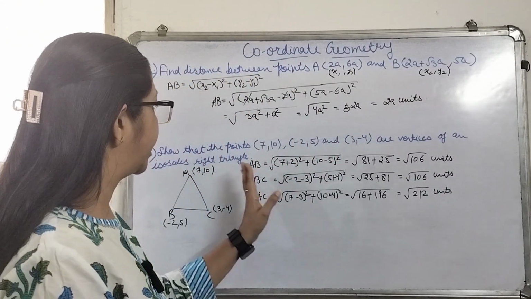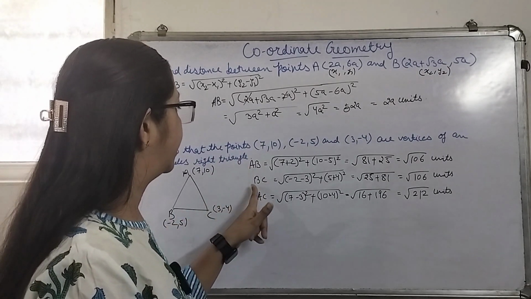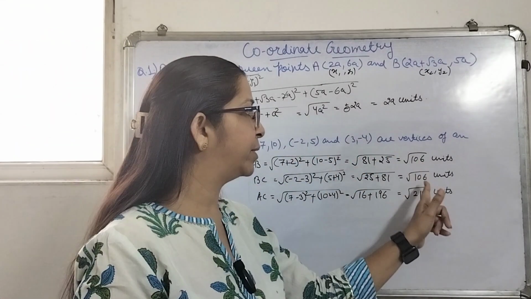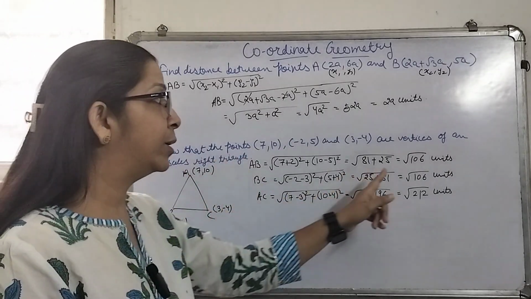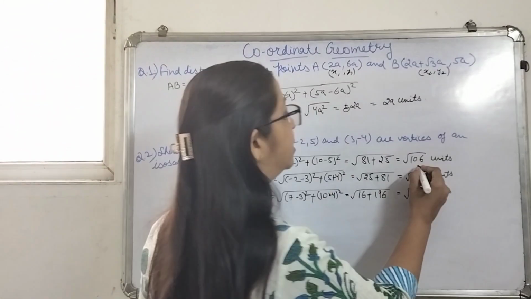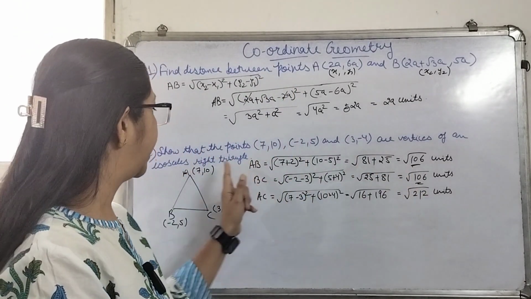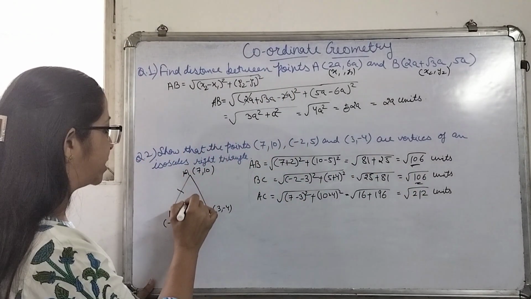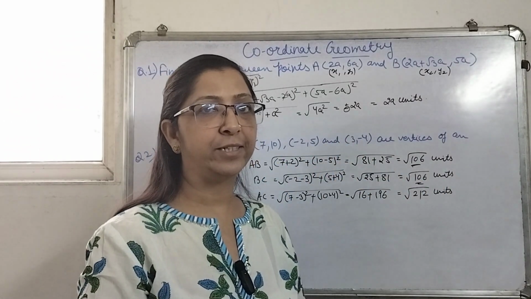Now see over here, if we look at the distance AB and the distance BC, both are coming equal. That means the triangle formed by these three coordinates will be an isosceles triangle, because the measurement of two sides is equal. AB is equivalent to BC. These two sides are equal. That means it is an isosceles triangle.